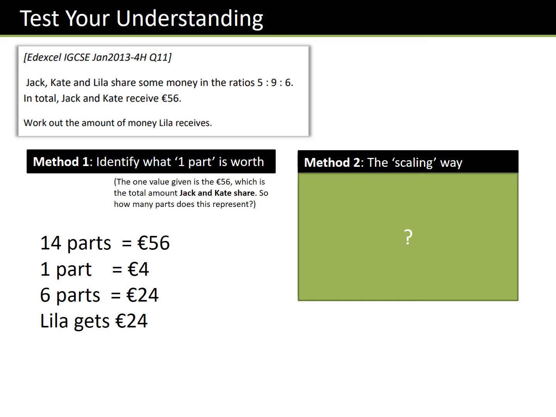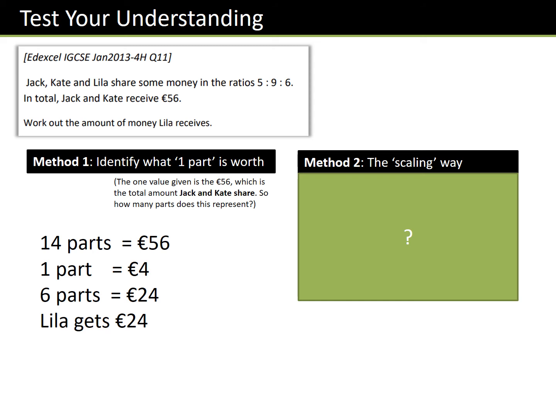In GCSE, if you didn't write that last line, Lila gets €24, you would lose a mark. You are expected to write conclusions. This is not about, can I get the right answer? This is about, can I present my maths in a way that others can understand? So just bunging down an answer, even if it's correct, if it's a 4-mark question, you get 1 mark, not 4.